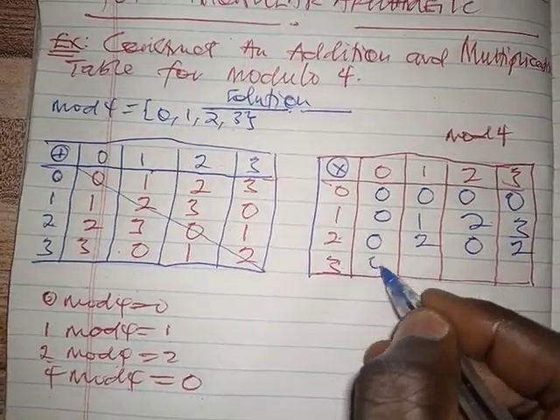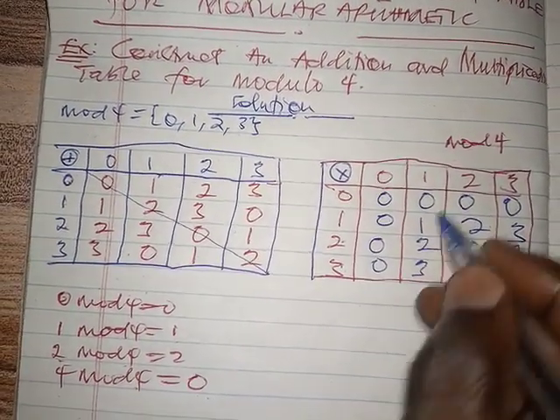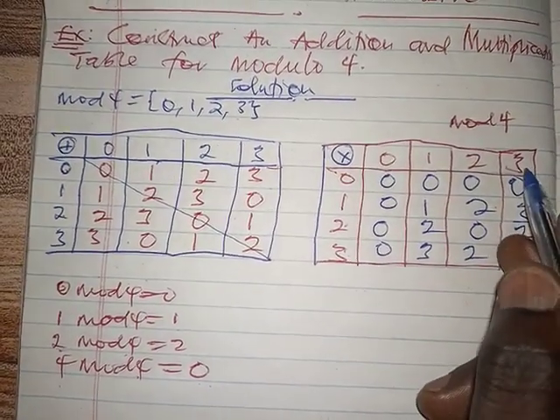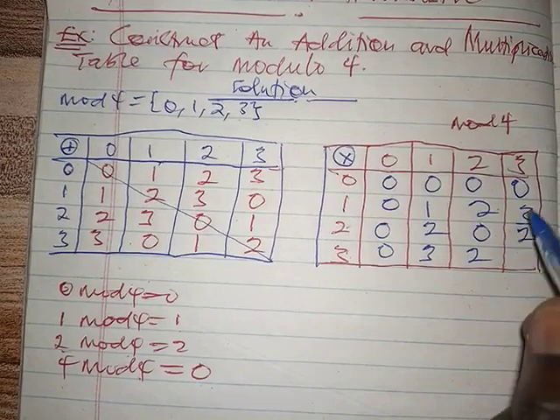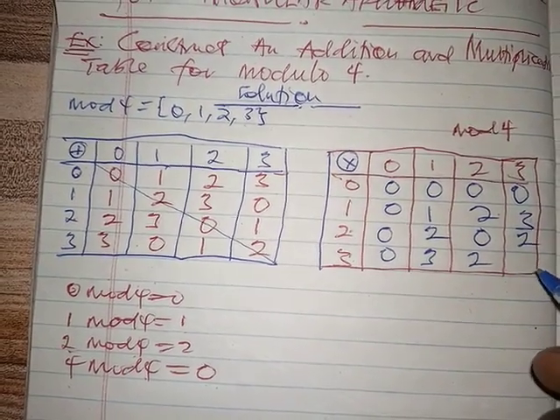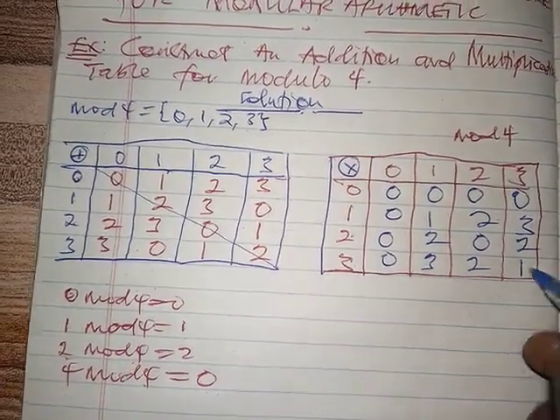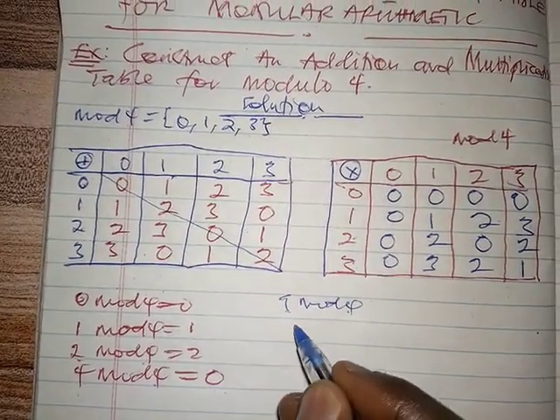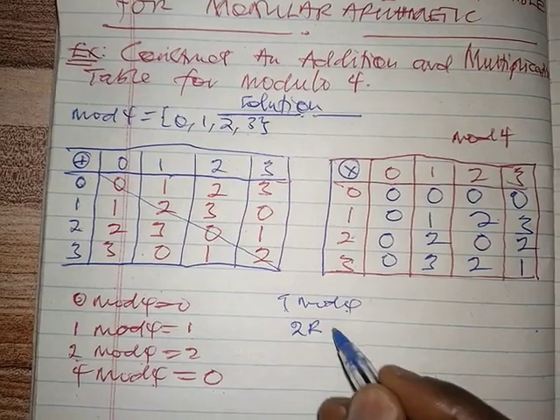3 times 0 is 0. 3 times 1 is 3. 3 times 2 is 6, and 6 under mod 4 is 2. 3 times 3 is 9, and 9 under mod 4 is 1. 9 mod 4: 4 goes into 9 twice, remainder 1.